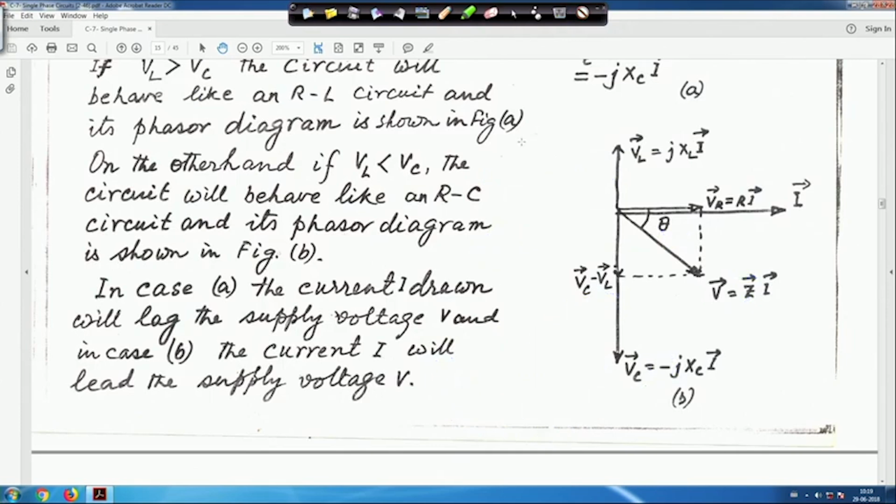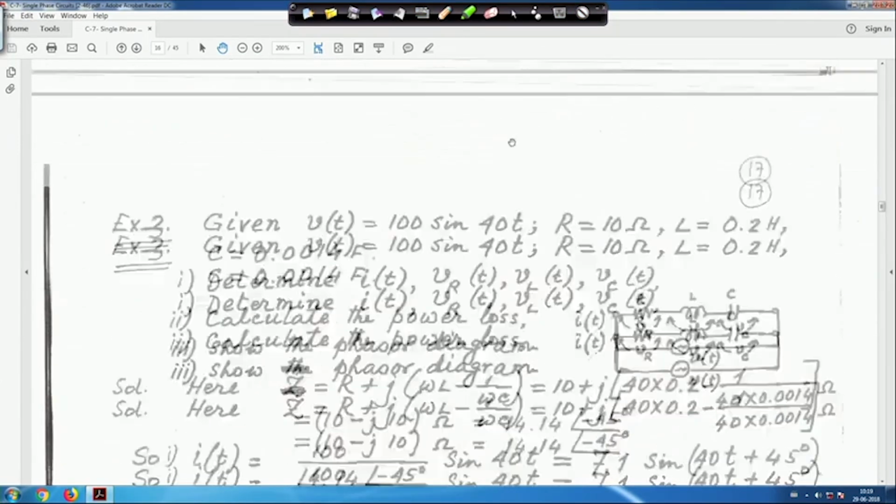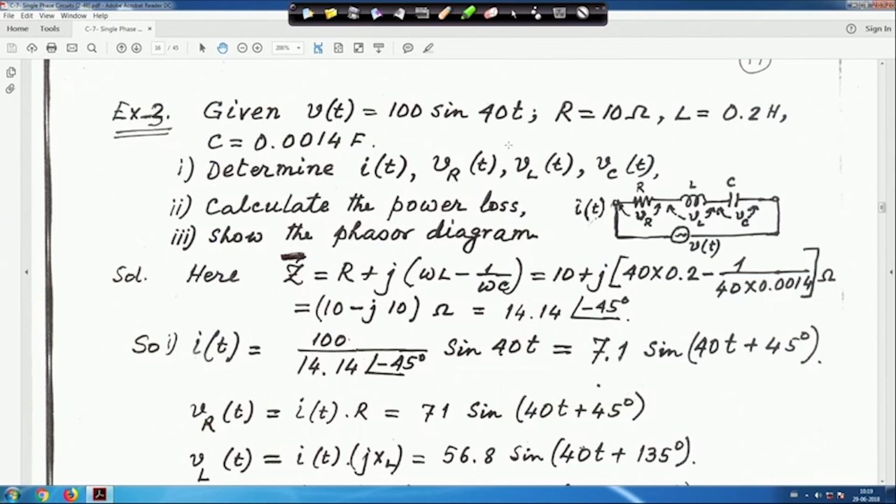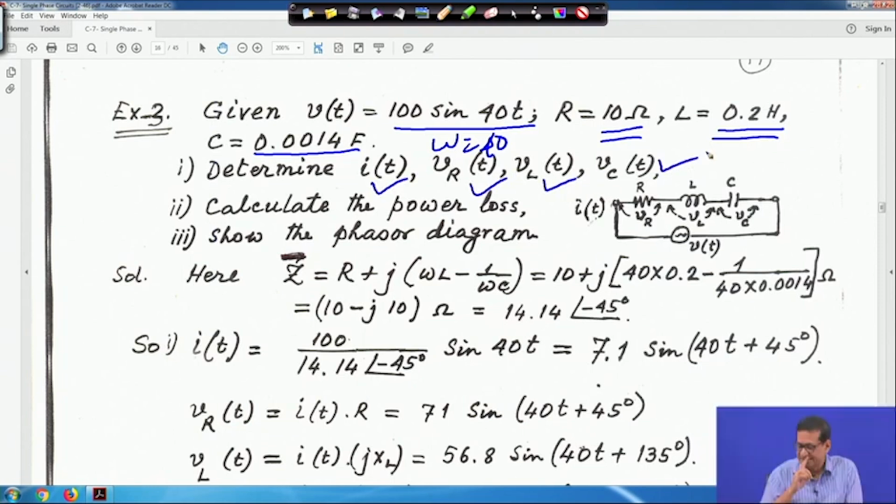With this, take this example: Vt is given as 100 sin 40t, that means 100 sin omega t, so omega is equal to 40 radian per second, R is equal to 10 ohm, L is equal to 0.2 Henry, and the capacitor is given as C equal to 0.0014 farad. You have to find out IT, VRT, VLT and VCT, all these things. Then you have to calculate the power loss, and show the phasor diagram.